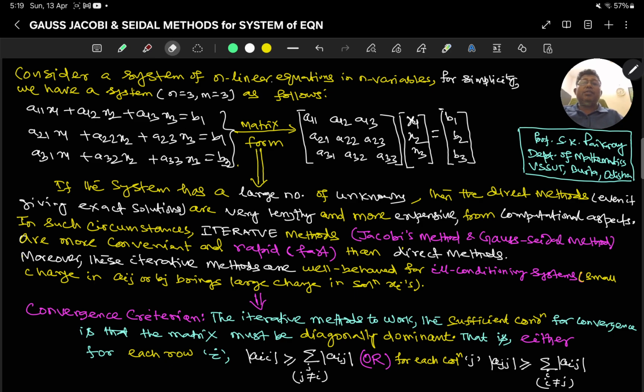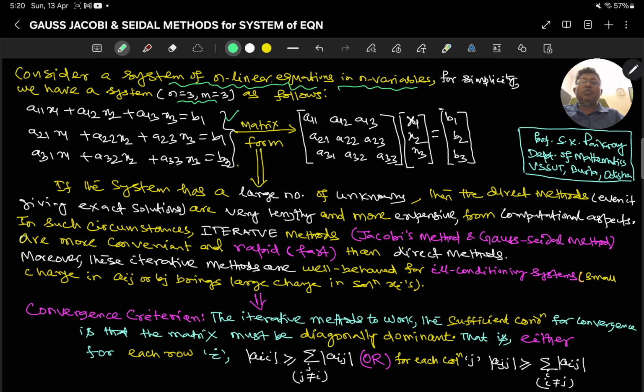Hello everyone. In this lecture I shall discuss the iterative methods such as Gauss-Jacobi's method and Gauss-Seidel iteration method to solve the system of linear equations. We consider a system of n linear equations in n variables, an n cross n system. For simplicity I am considering here a 3 cross 3 system. So now a11 x1 plus a12 x2 plus a13 x3 is equal to b1. I took 3 variables and 3 equations.